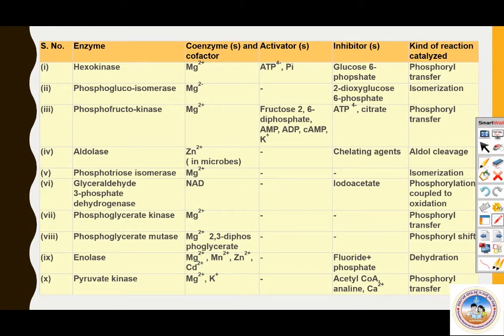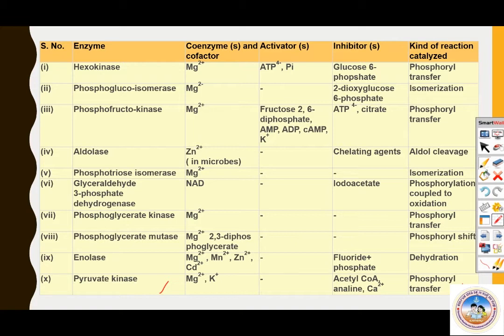Now children, this is an overall view. I won't go into detail, but just see the first and the last column. Hexokinase helps in phosphoryl transfer. Then phosphoglucoisomerase helps in isomerization. Phosphofructokinase helps in phosphoryl transfer. Aldolase helps in aldol cleavage. Am I clear to you? Next, phosphotriose isomerase helps in isomerization. Next, glyceraldehyde 3-phosphate dehydrogenase helps in phosphorylation coupled to oxidation.